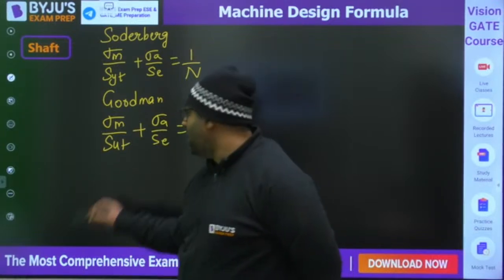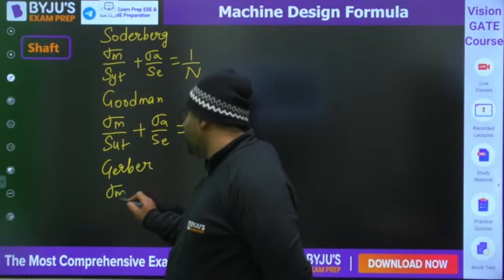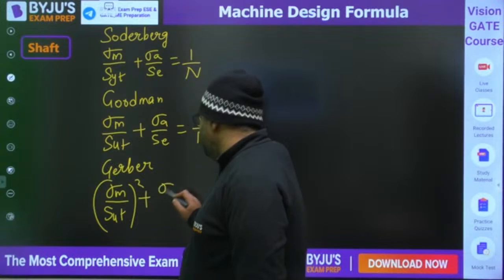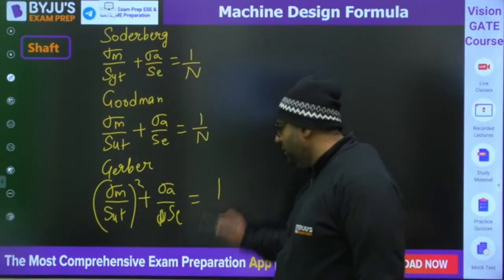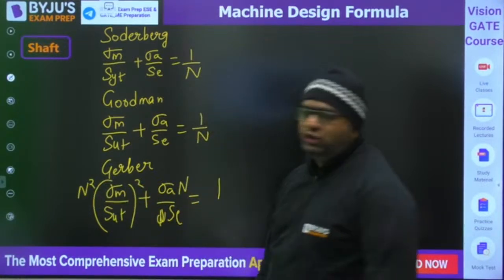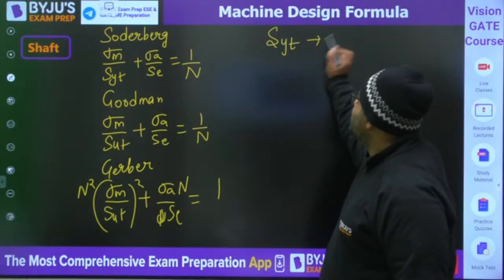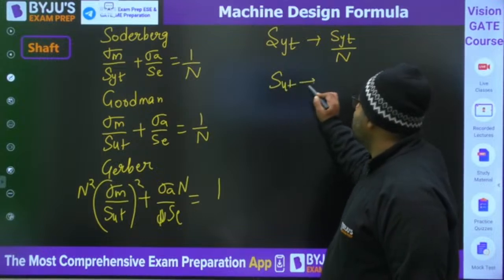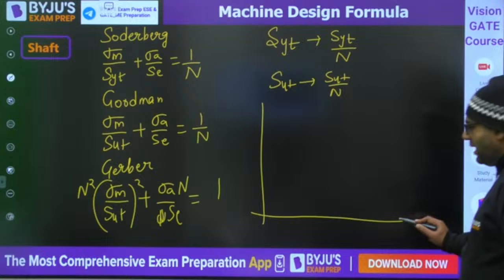Then if you want to talk about the Gerber equation, the Gerber equation is sigma mean by SUT whole squared plus sigma amplitude by endurance limit, and it is not 1 by n, but here you would have n squared, because you know where the factor of safety is coming from, when you are putting SYT as SYT by n, and SUT as SUT by n.